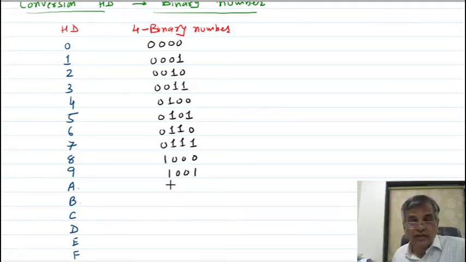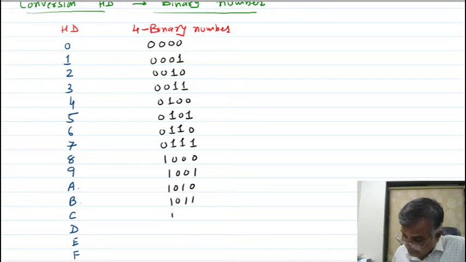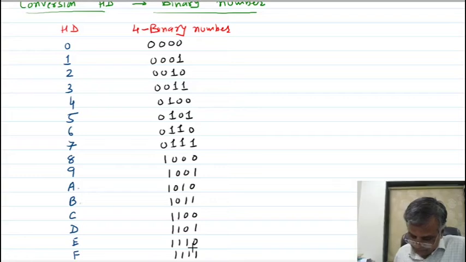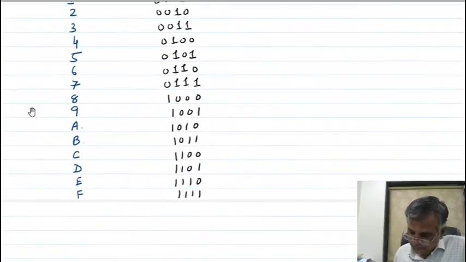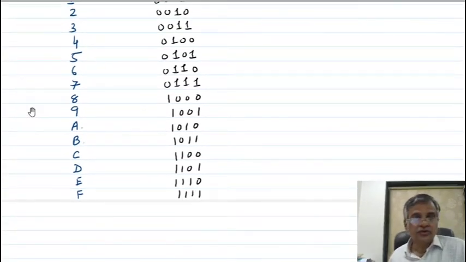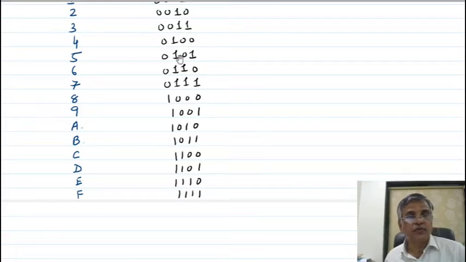And now A, don't say 10. The hexadecimal A can be represented as 1010. B is 1011. C is 1100. D is 1101. E is 1110. F is 1111. So you should remember this table of hexadecimal number and its corresponding 4-bit binary equivalent.